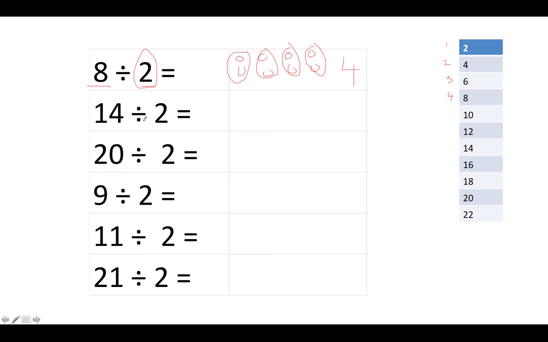14 divided by 2. So I'm going to count up in 2s until I get to 14. 2, 4, 6, 8, 10, 12, 14. 1, 2, 3, 4, 5, 6, 7. So there are 7 2s in 14. And if I did them in groups, you'd see I'd have 7 groups of them. 20 divided by 2. Count up in 2s until I get to 20. 2, 4, 6, 8, 10, 12, 14, 16, 18, 20. I've got to there. And if I fill in the rest of those numbers, I would find I have 10 groups of 2. So let's get rid of all those numbers.